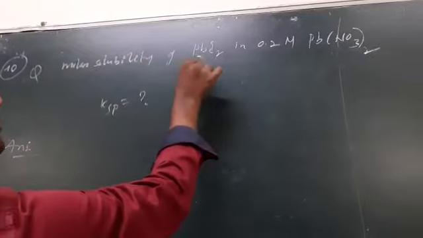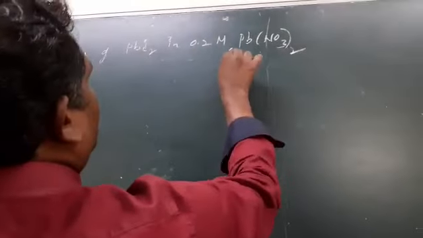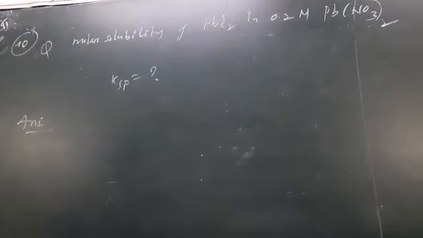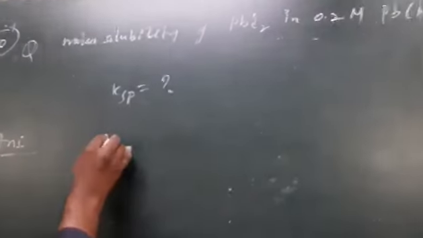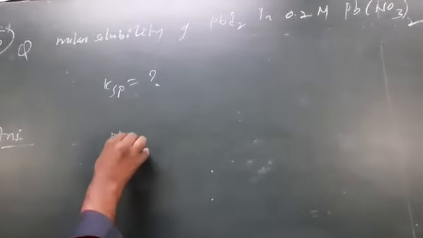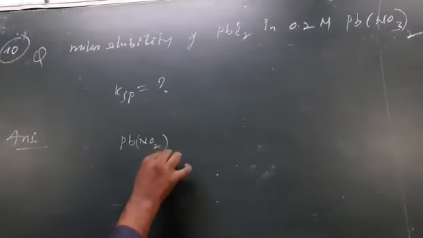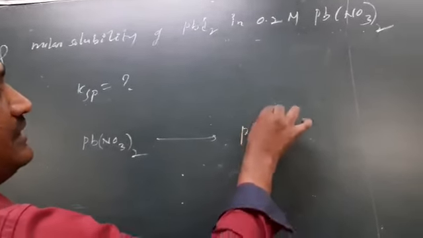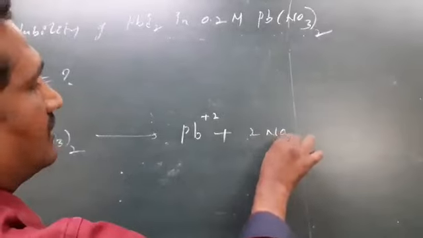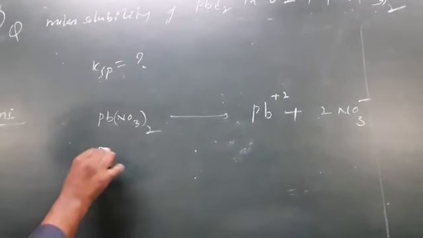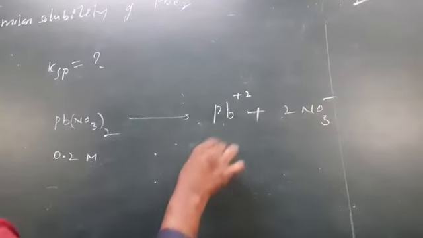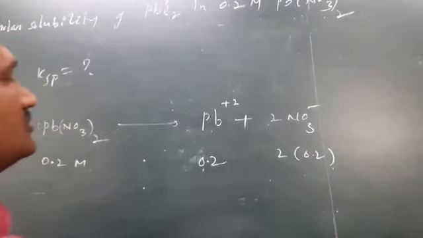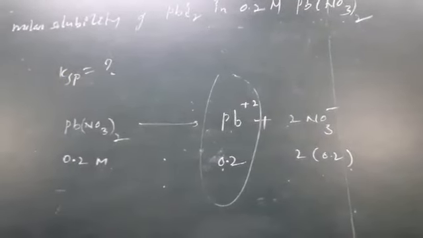What is the solubility of lead iodide in 0.2 molar lead nitrate solution? Lead nitrate, if it splits, gives lead plus 2 ion and 2 moles of nitrate ions. Its concentration is 0.2 M, so after splitting, lead plus 2 is 0.2 and nitrate is 2 times 0.2 M. So the lead plus 2 concentration is already 0.2.